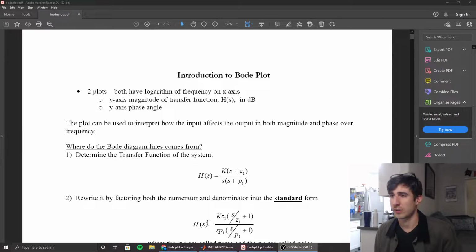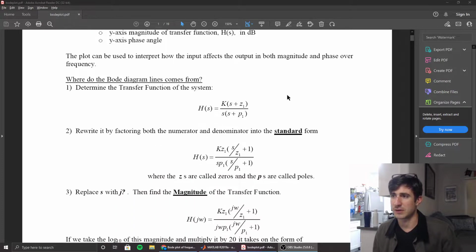So we're going to follow along with this document that I retrieved online, and I'll also show you guys how to do a simple Bode plot in MATLAB. But firstly, I want to just discuss the basic concept behind it.